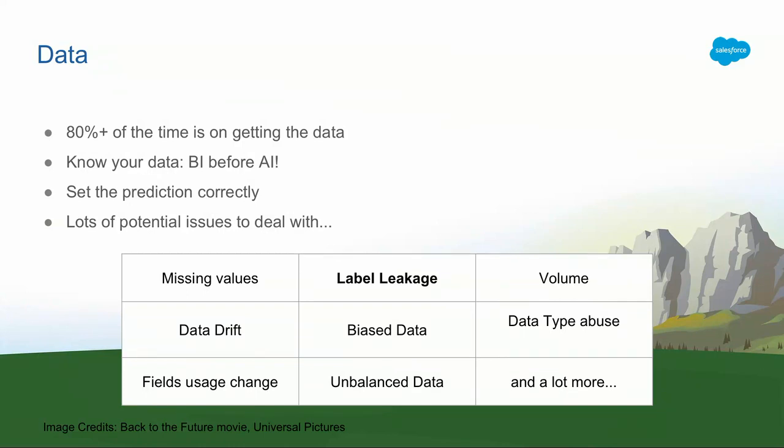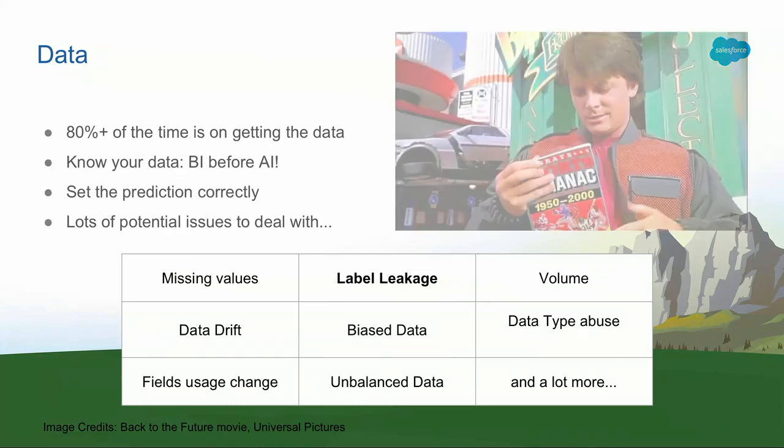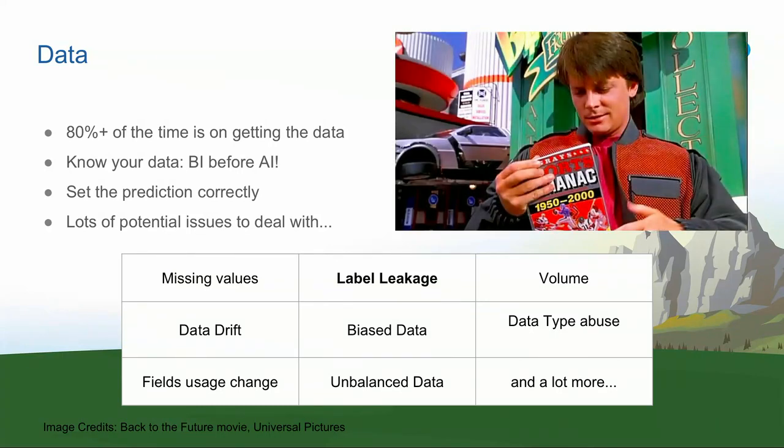And one of my favorite ones is the label leakage problem, which is a little similar to Marty McFly in Back to the Future, going to the future and finding some very cool information about who is going to win the next set of games, and then going back in the past and using that information.